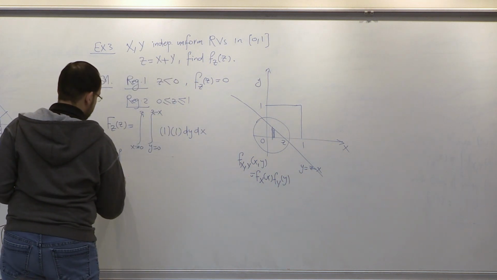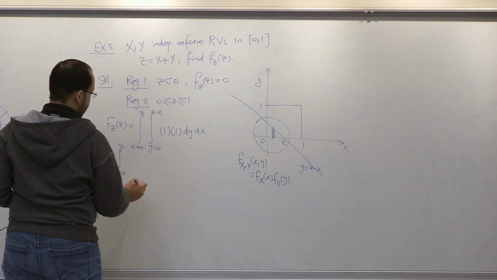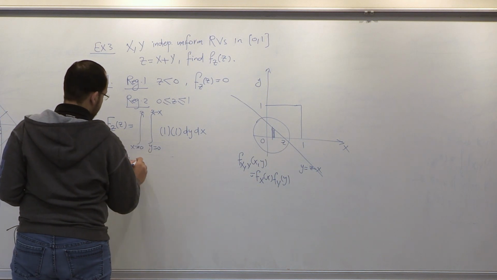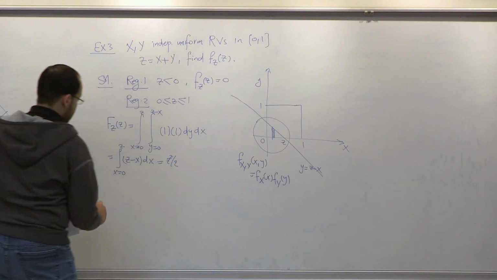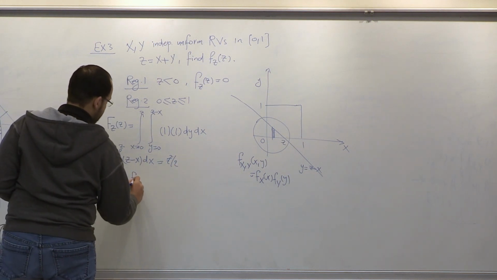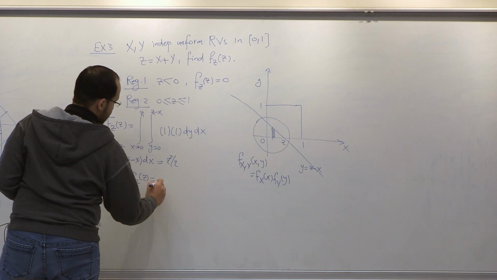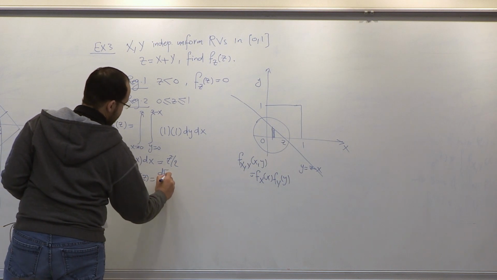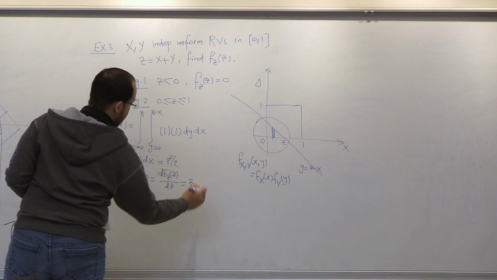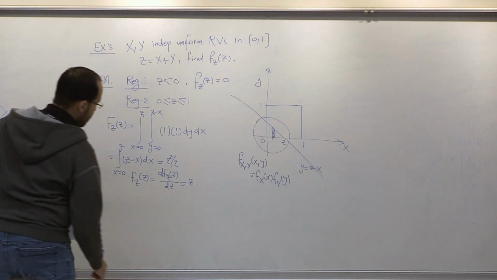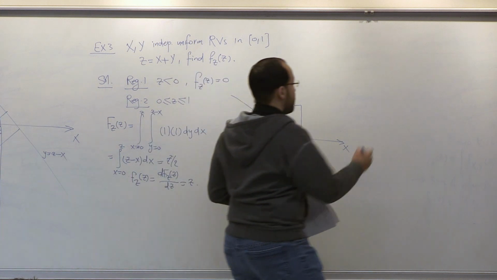This ends up being the integral from 0 to z for x, z minus x dx, and it is z squared over 2. The differentiation, fz of z, is d fz of z by dz, which is z for this region. All right, let's do region 3.